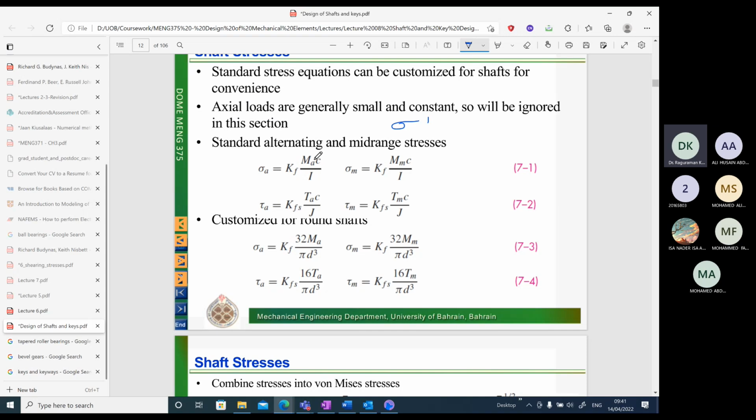Let's see here. We can substitute. Usually shafts have circular cross section. Therefore, we can substitute for I as pi over 64 d to the power 4, and c is equal to d over 2, and the J value is equal to 2 times I, otherwise pi over 32 d to the power 4. If you substitute all these quantities, it reduces to this formula with the amplitude of moment, mean value of moment, and corresponding torque values.